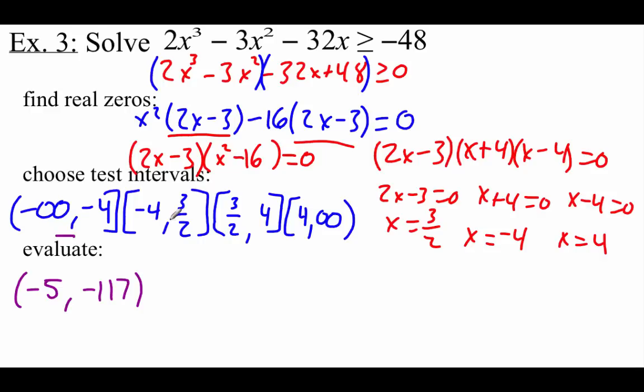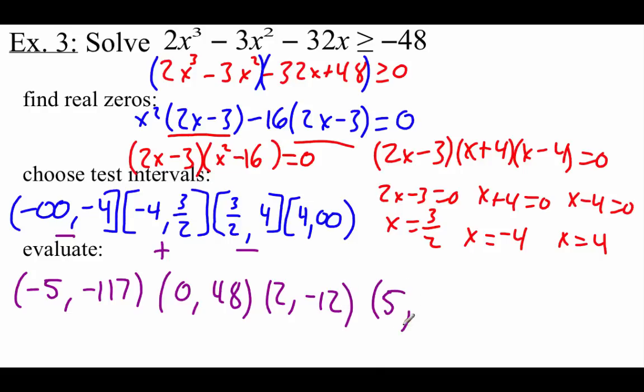If we look between our next set of numbers, I'm thinking 0 would be a nice choice between negative 4 and 3 halves. Plug 0 in, we get 48 as our answer, which tells me that this interval is a positive interval. If we look between 3 halves and 4, I'm thinking we could plug in 2. Well, when we plug in 2, we get an answer back of negative 12, so that tells me that this interval is a negative interval. And then if we look between 4 and infinity, maybe we decide to plug in 5. Well, plugging in 5, we're going to get back 63 as an answer, which tells me that this is a positive interval.